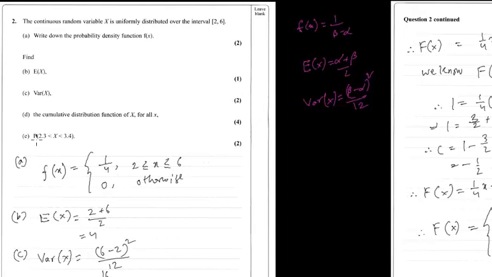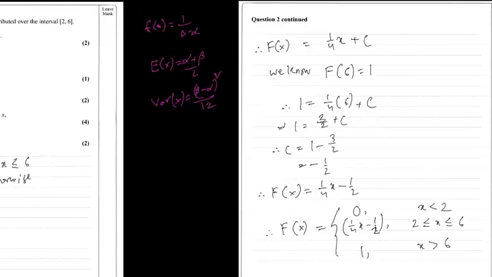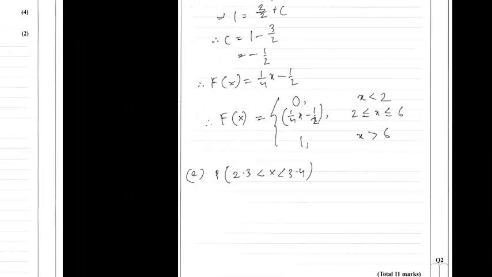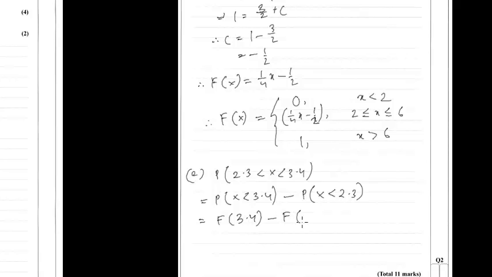The final question, we have to find the probability between 2.3 and 3.4. Probability of 2.3 to 3.4. One thing you need to remember, this is continuous. For continuous, we write this as probability x is less than 3.4 minus probability x is less than 2.3. We also did this in normal distribution in S1, where you have to subtract like this. And remember, cumulative, this means F(3.4) and this means F(2.3). All we have to do is subtract. So this is the CDF.